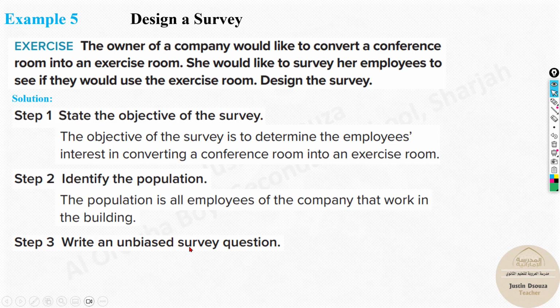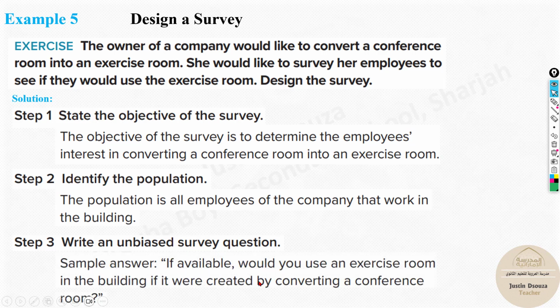This should not be biased. You must not say, okay, the empty space in the conference room should be used more wisely or something. No, not like that. It should be just to find their interest. There can be your own survey questions, now sample questions. You can see over here: if available, would you use an exercise room in the building if it was created by converting a conference room? This is fine. There is no bias.